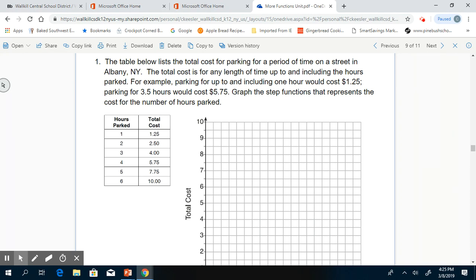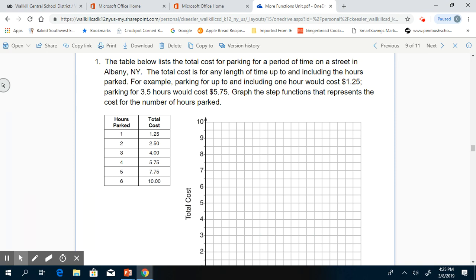So number one, the table below lists the total cost for parking for a period of time on a street in Albany, New York. The total cost is for any length of time, up to and including the hours parked. For example, parking for up to and including 1 hour costs $1.25, and parking for 3.5 hours would cost $5.75. Graph the step function that represents the cost of the number of hours parked.